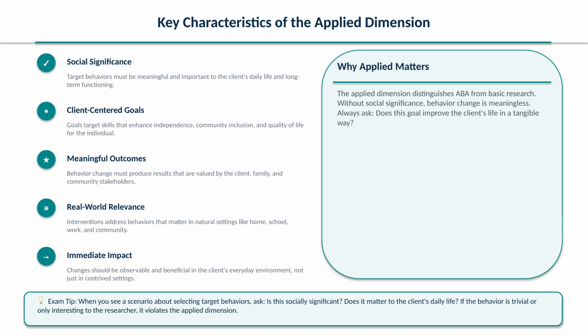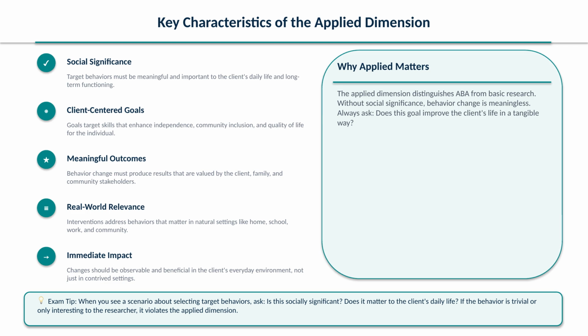The applied dimension of ABA ensures that our work is not just scientifically sound but genuinely meaningful for the people we serve. As the slide highlights, this begins with social significance. We must target behaviors that truly matter to the client's daily life and long-term functioning, not just behaviors that are convenient to measure. This ties directly to client-centered goals, where we prioritize skills that enhance independence, community inclusion, and overall quality of life. For the BCBA exam, remember that meaningful outcomes are defined by the client, family, and community stakeholders.